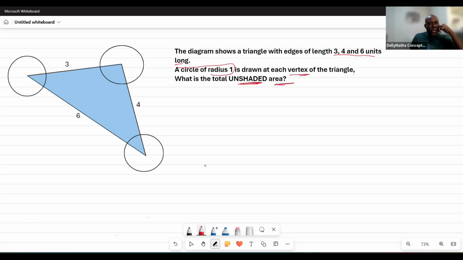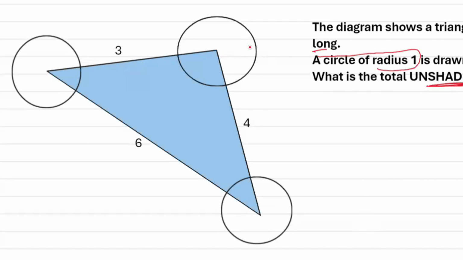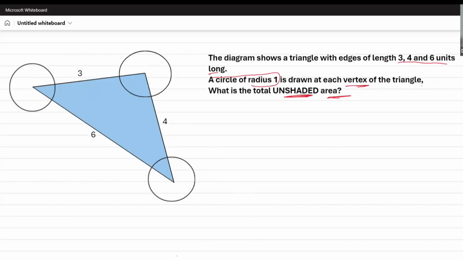All right, so we're looking at the unshaded area, and so we are referring to the white part of the circles, and there are three, and those are what we're going to be finding the area of. All right, let's put together the information that we have. So what we do have is that these circles that we're looking at, the radius is actually 1.